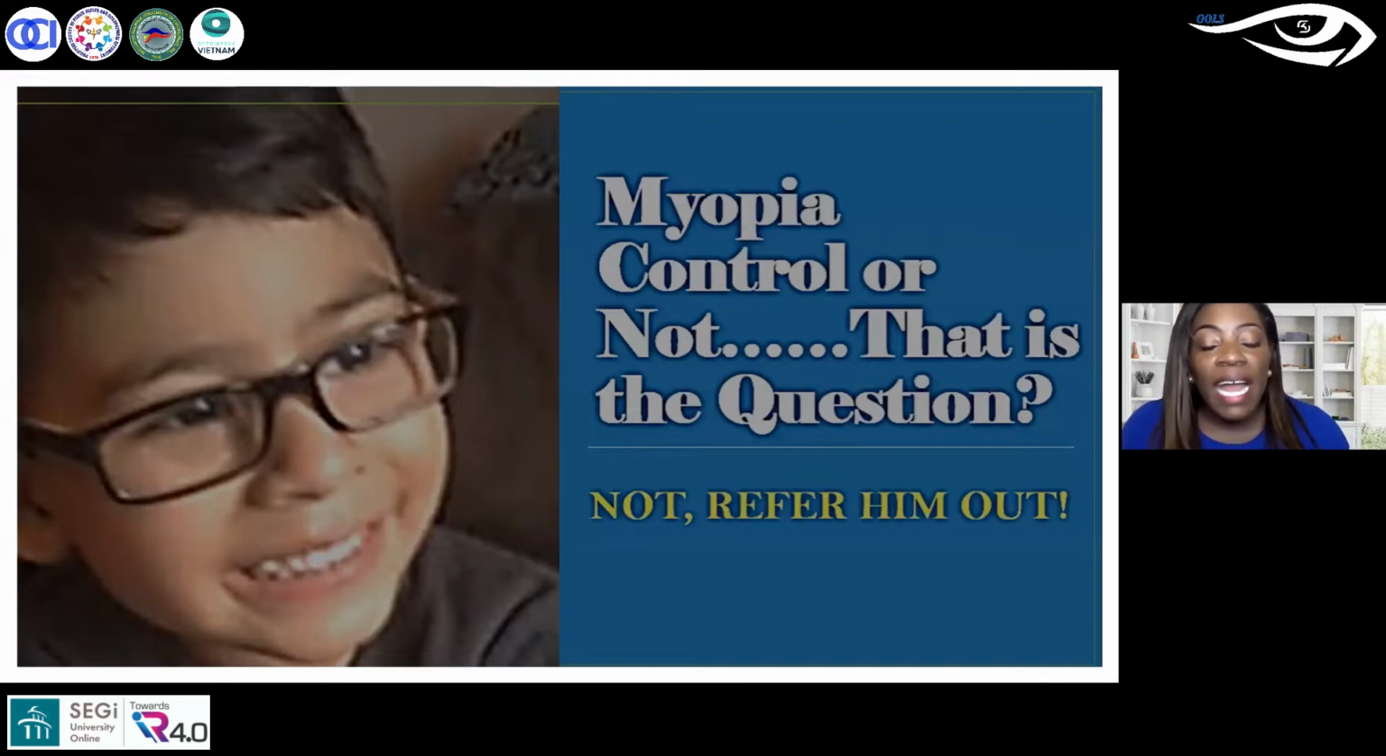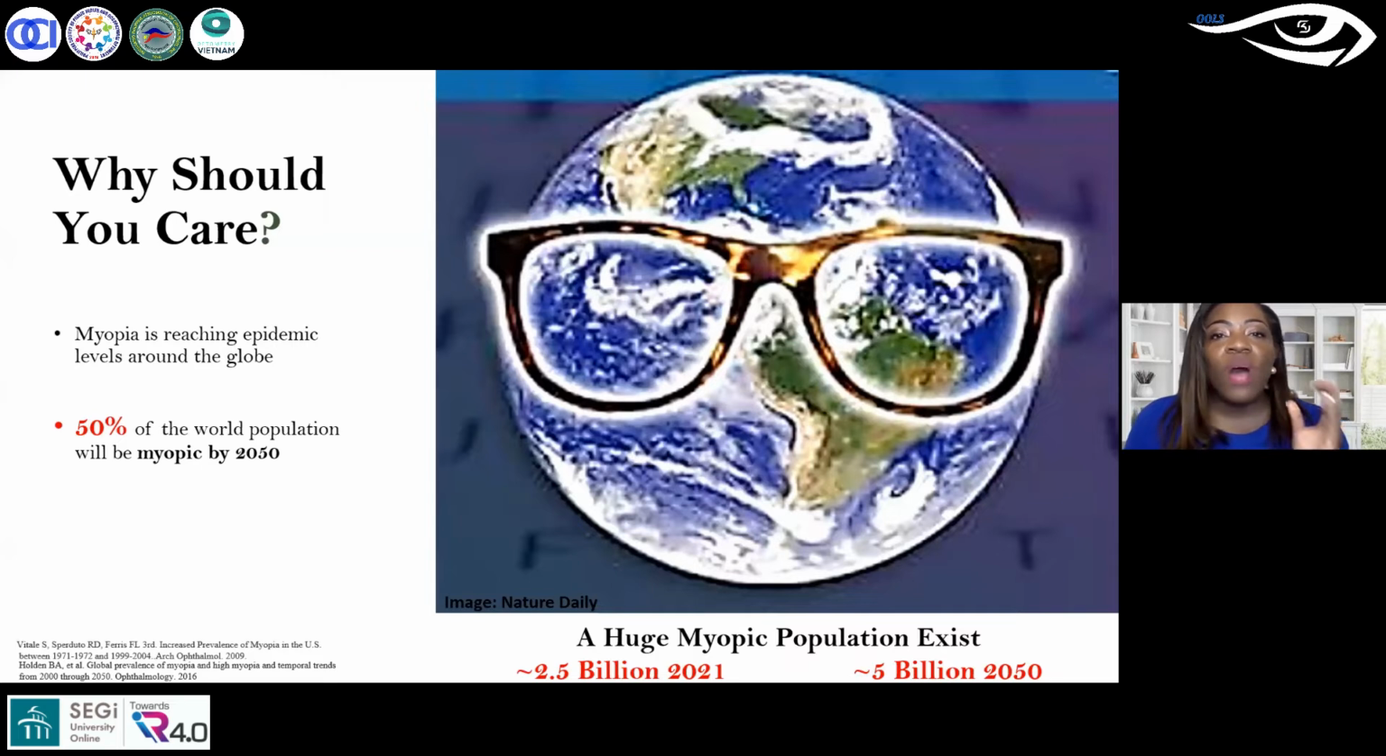So that if a little guy like this one is in your chair, the question will not be myopia control or not. You will be confident enough not to have the need to refer him out. So why should you care?